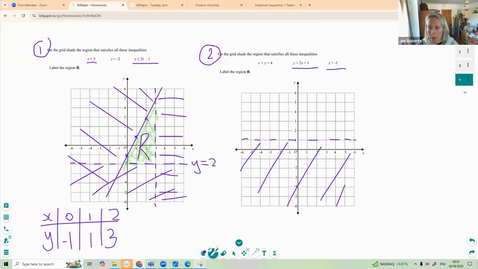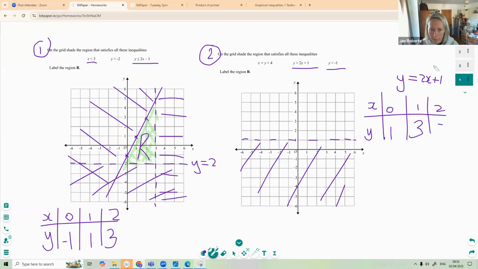I'm going to draw my table of values for y is equal to 2x plus 1. 0, 1, 2. 2 times 0 is 0 plus 1 is 1. 2 times 1 is 2 plus 1 is 3. 2 times 2 is 4 plus 1 is 5.